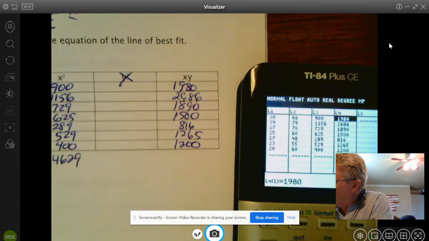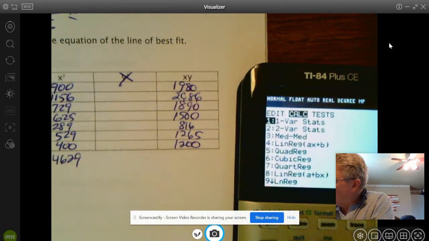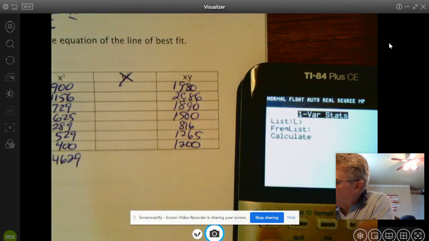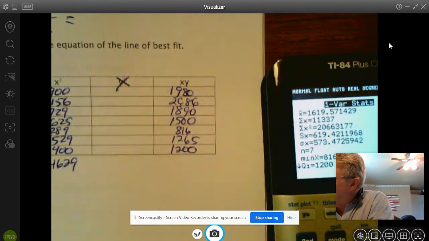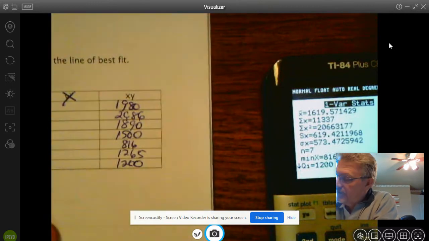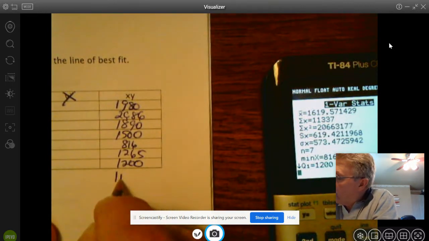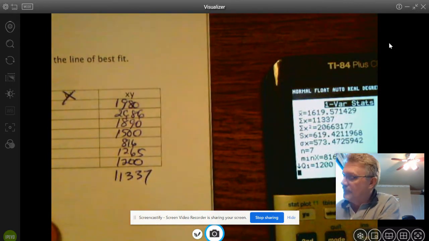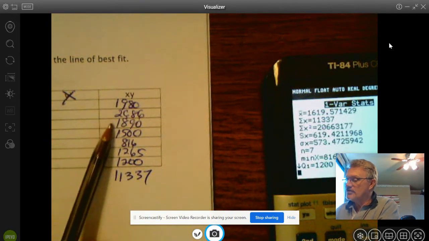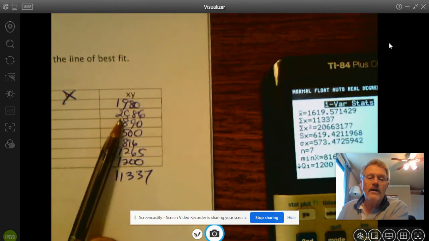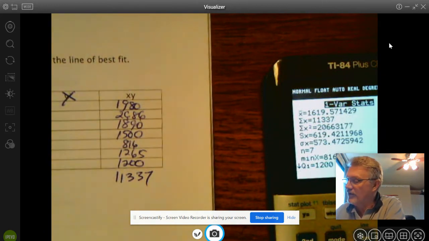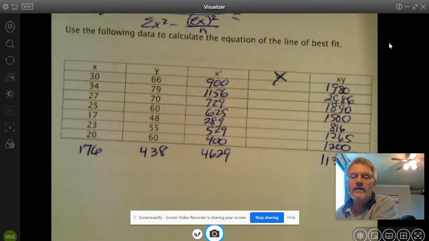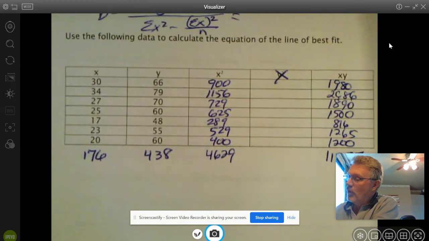List 4. Okay, so stat, calc, one variable stats, list 4. It's always important to think about what your calculator is telling you and see if it makes sense. If it doesn't make sense, then you've got to go back. This couldn't have a sum of 4,000 when I've got these two numbers right at the beginning. That's already more than 4,000. So I knew that that wasn't right. I had done something wrong.